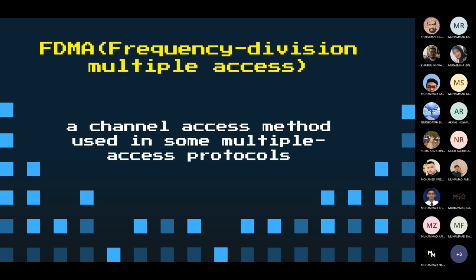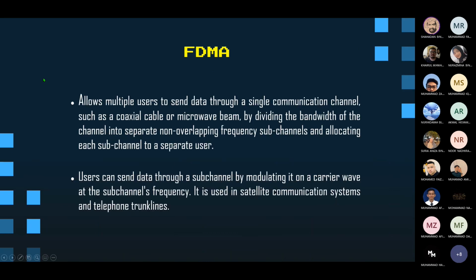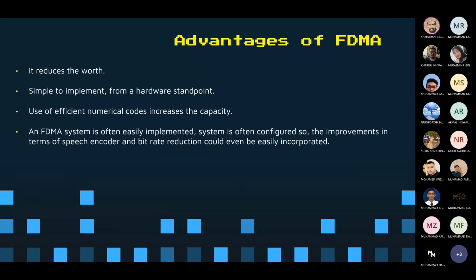It is a channel access method used in some multiple access protocols. It allows multiple users to send data through a single communication channel, such as a coaxial cable or microwave beam, by dividing the bandwidth of the channel into separate non-overlapping frequency sub-channels and allocating each sub-channel to separate users. Users can also send data through a sub-channel by modulating it on a carrier wave at the sub-channel frequency. It is used in satellite communication systems and telephone trunk lines.